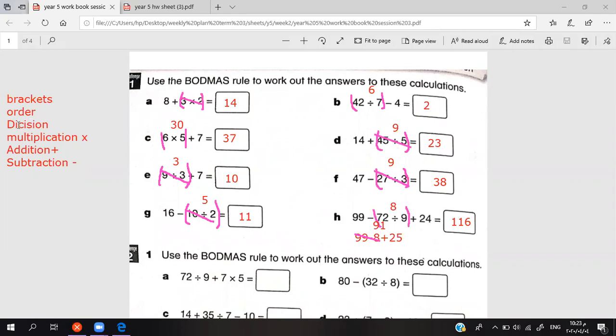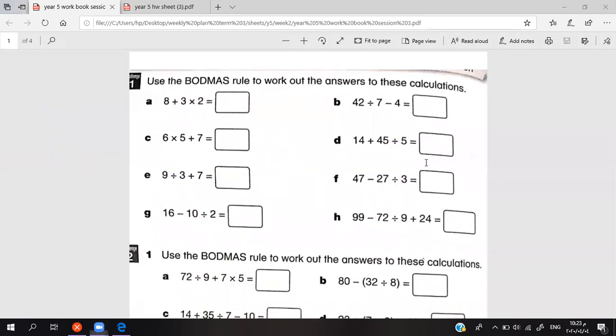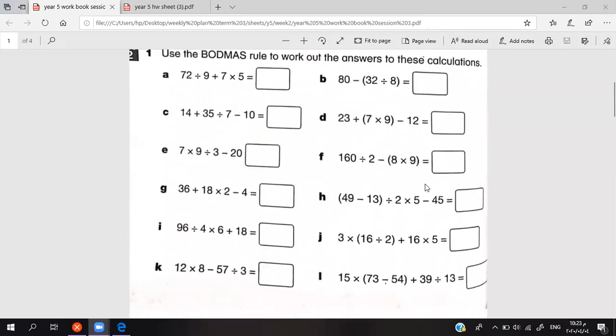Now let's go to question 2. It's the last thing we're gonna work on today. Okay, I'm gonna answer, let me tell you, I will answer A, B, E, F, and K, L, and you will do the rest.